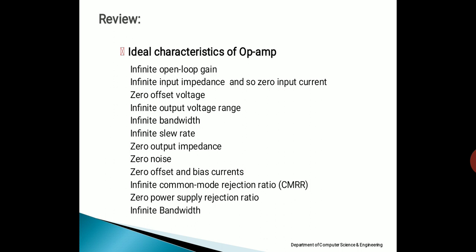Then one more important parameter of the op amp is zero power supply rejection ratio. That is, it is the ratio of change in the offset voltage with respect to supply voltage. So even if you change the supply voltage, the output offset voltage should not change. So the op amp should have zero power supply rejection ratio. All students should remember that in some books it is mentioned that the power supply rejection ratio should be infinite. It is wrong. The power supply rejection ratio for the op amp should be zero only. And lastly, the op amp should have infinite bandwidth.